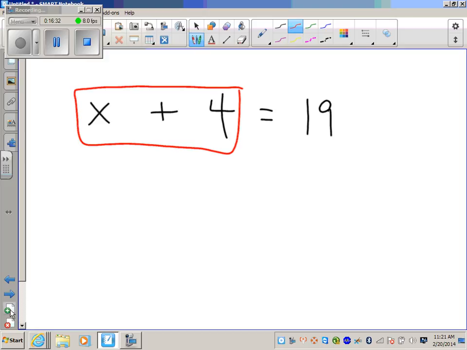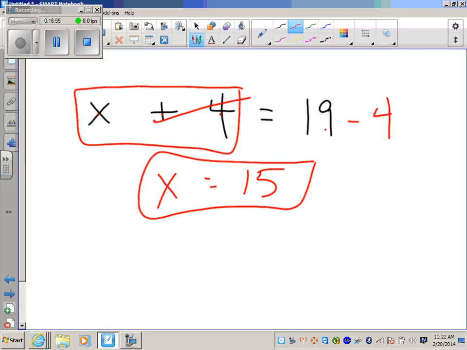subtracting 4. So if I subtract 4 from 4, I'm left with just x. Subtract 4 from 19, and we get 15. Is 15 my solution? Only one way to find out. If I say x is 15, 15 plus 4, is it 19? Therefore, I have my solution. Okay? I'm just working on the opposite.